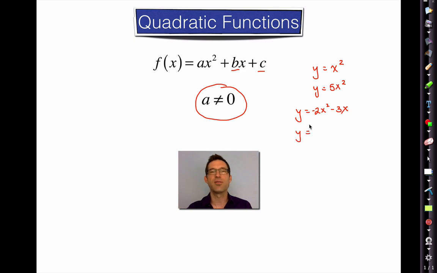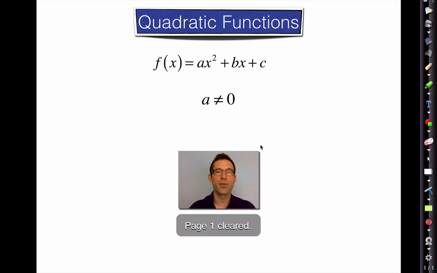But what you can't have is a being 0, because if a is 0, if you had something like this, no x squared term, well, then it's no longer a quadratic, but it's a linear function, the equation of a line. So it's the inclusion of the x squared that takes it up a notch and gives us what's known as a quadratic function. All right, let's play around with these things.